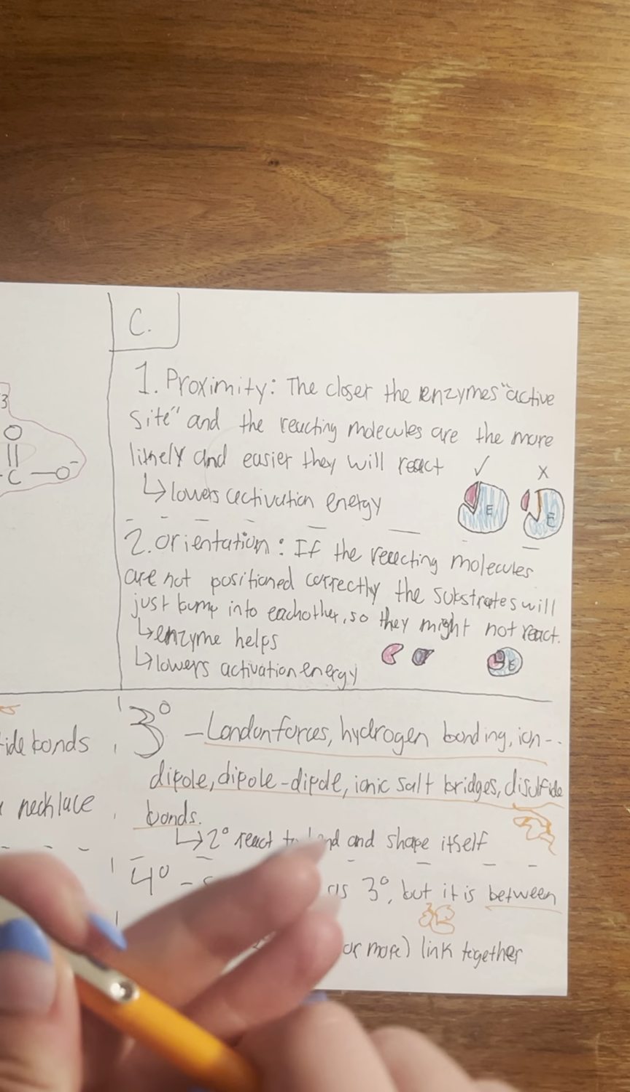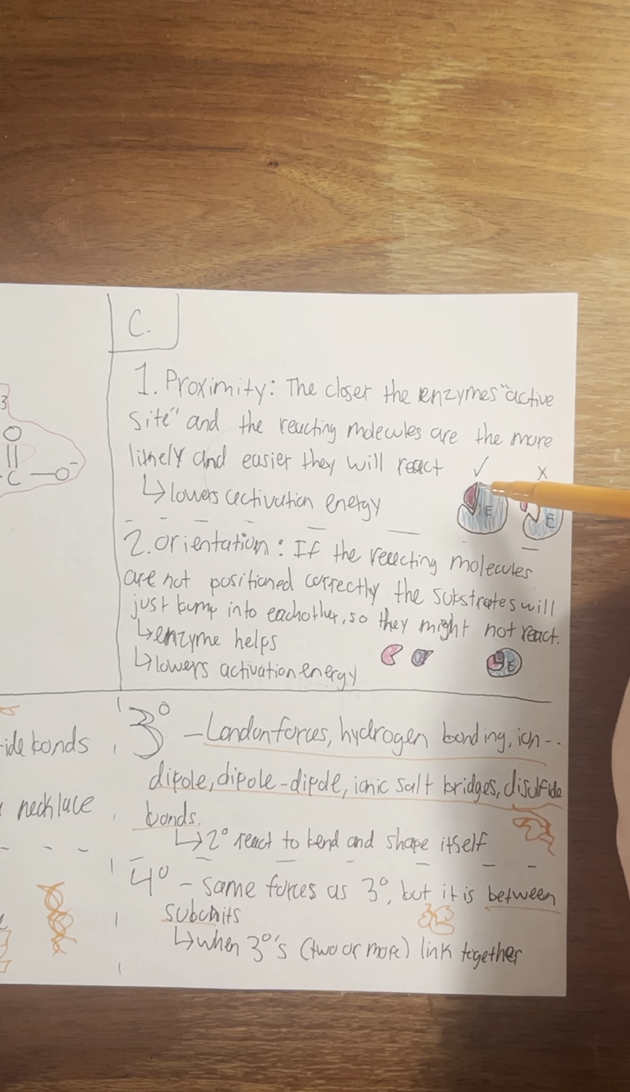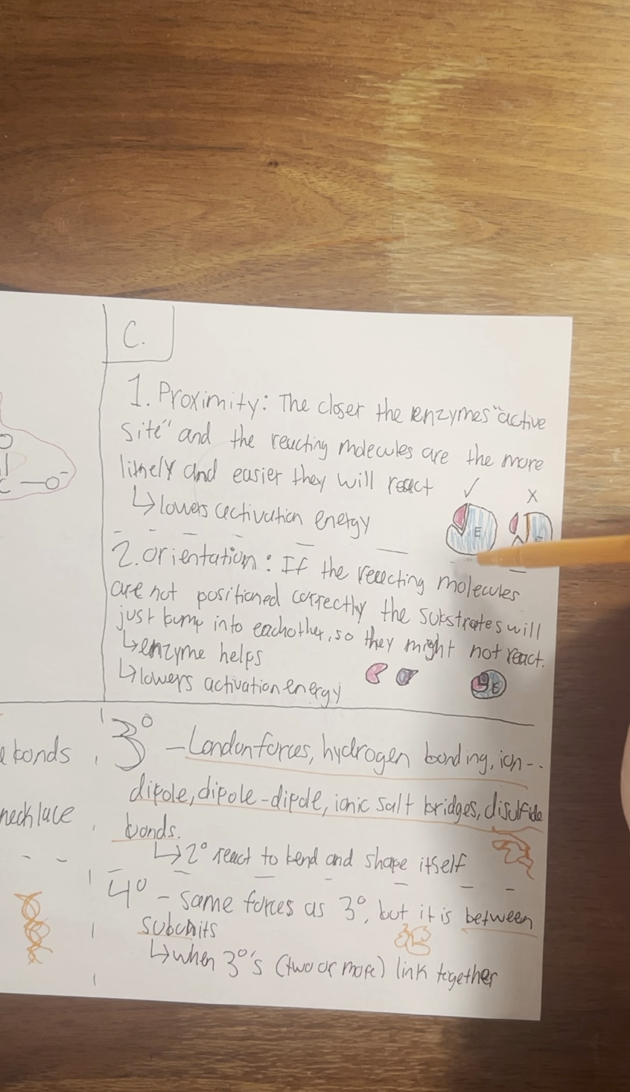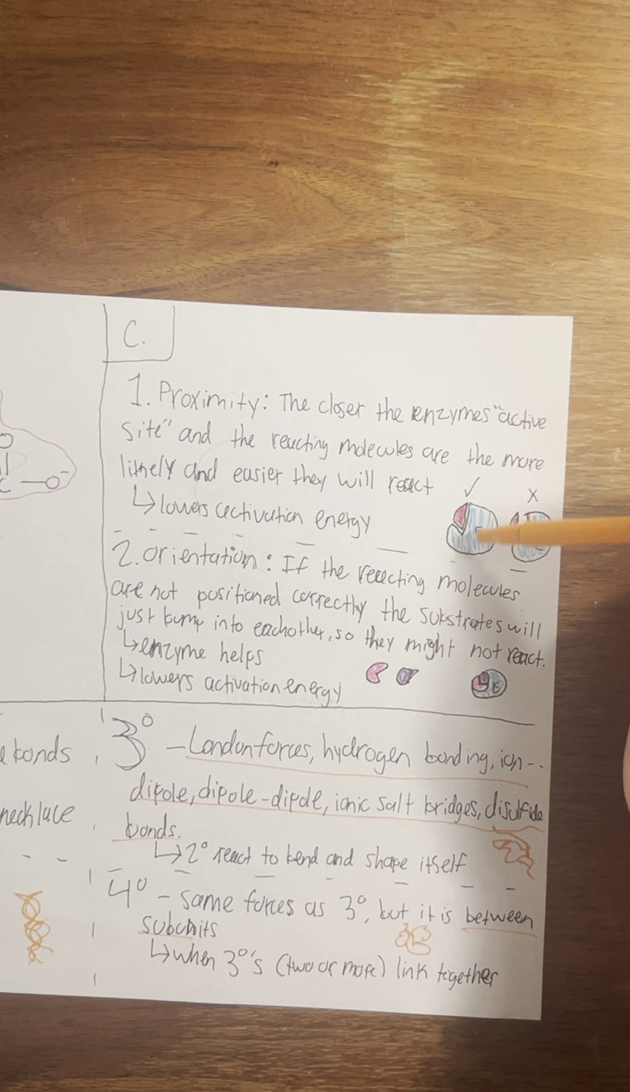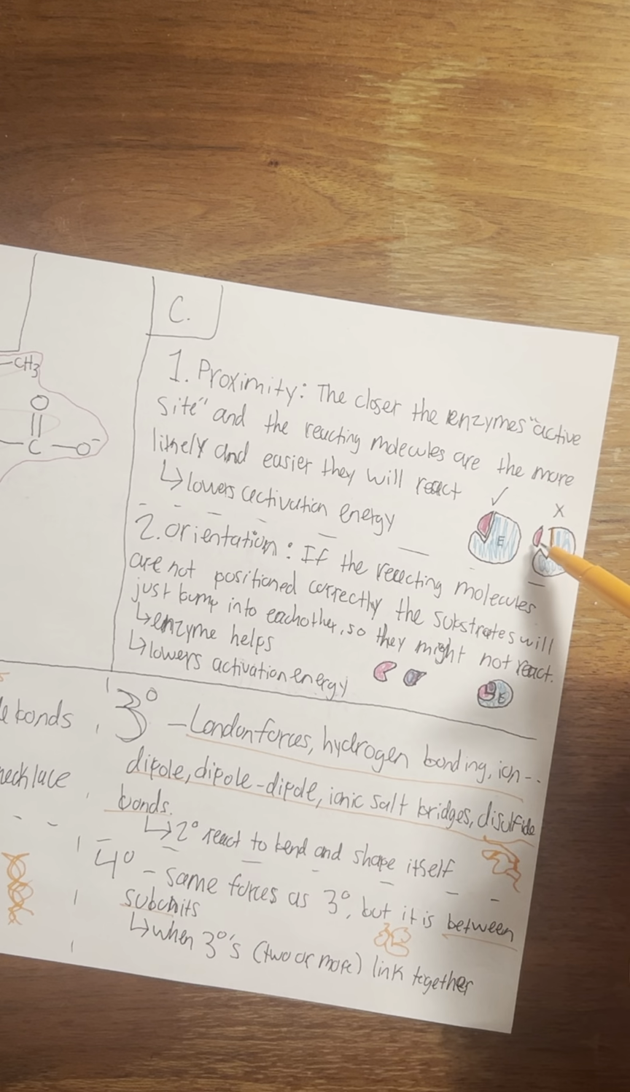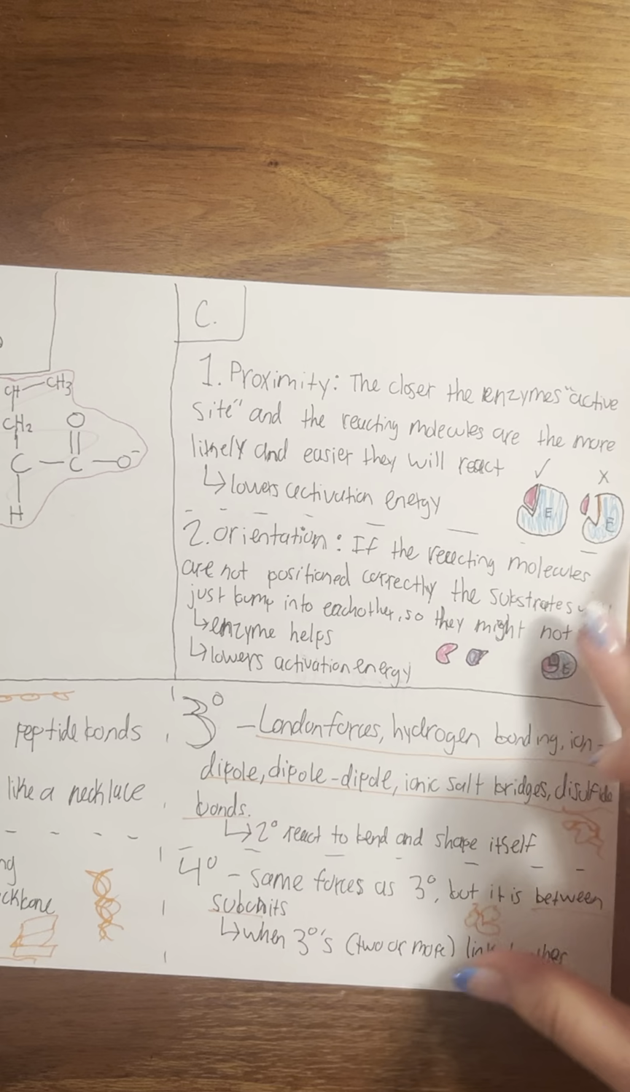So I put this one as a check mark. Here's our little reacting molecules, because they're going into the enzyme and they can activate more easily. So you have lower activation energy because it doesn't have to try as hard. And then if it's way out here, that's bad because it's probably not going to react.